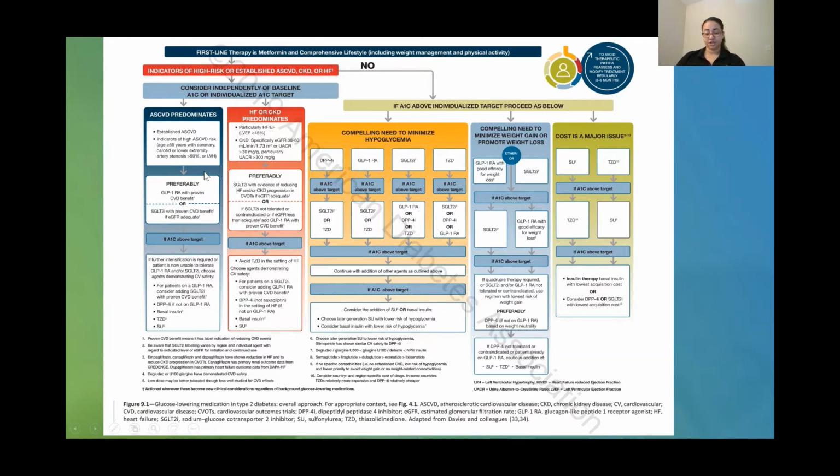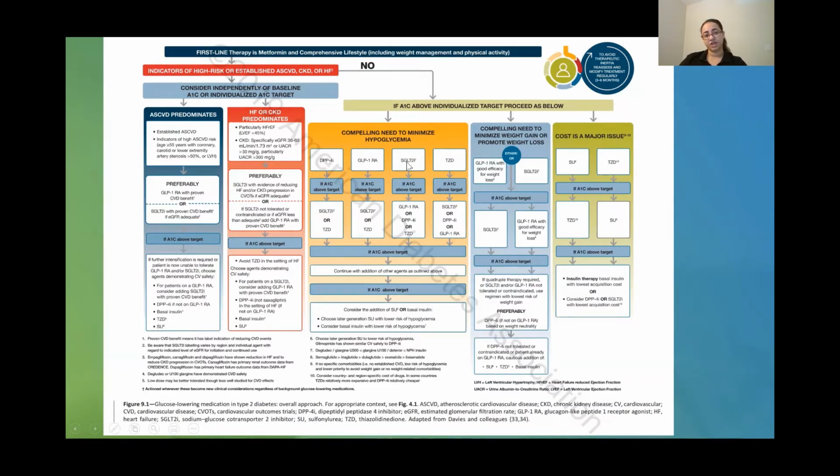We have the SGLT2s and the GLPs. They could be used as a combination. Dipeptidyl peptidase 4 inhibitors could be used if the GLP-1 receptor agonist cannot be used. Patients could also use basal insulin or sulfonylureas. Now, if the patient gets a lot of nocturnal hypoglycemia, then we have the DPP4 inhibitors or GLP-1 receptor antagonists.